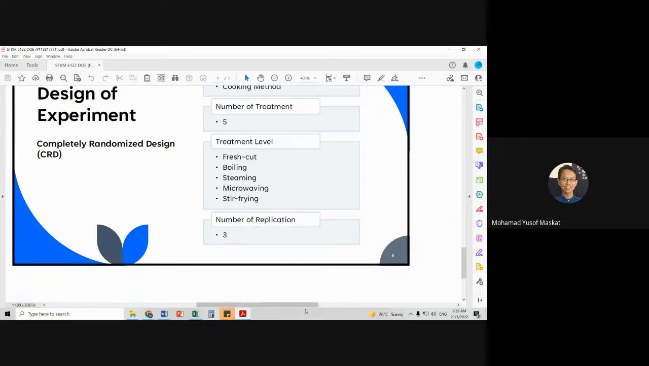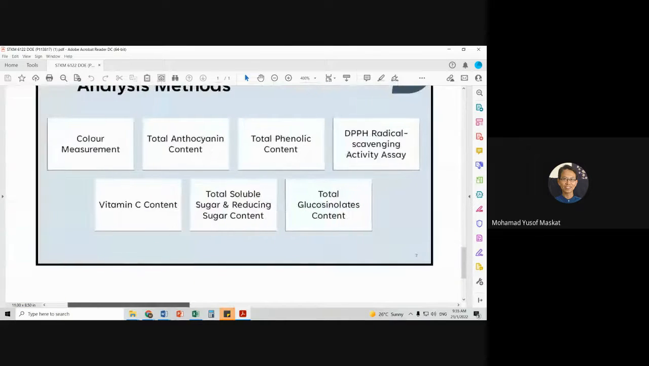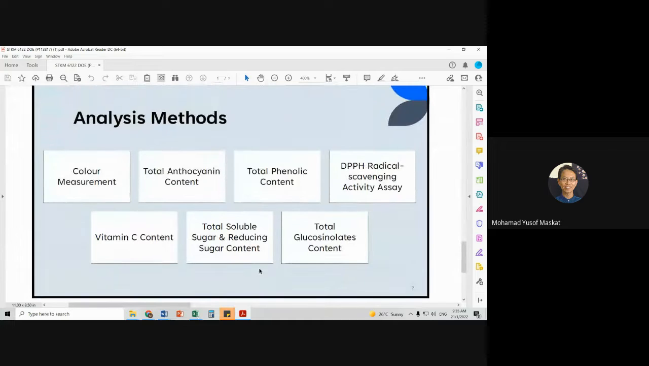How many responses? Responses are those that you measure. So you have color, total anthocyanin content, TPC, DPPH, vitamin C, TSS, and reducing sugar content, and then total glucosinolates. So you have 1, 2, 3, 4, 5, 6, 7, or 8. I'm not sure whether this is going to be considered as one or two separate ones. If it is two separate ones, then it is 8 responses.